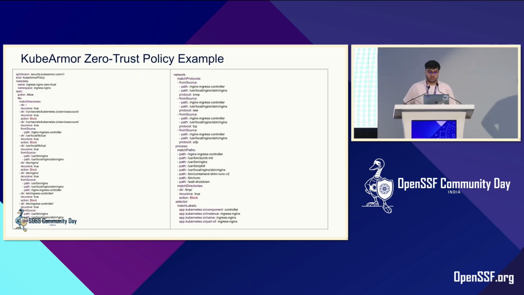So this is what a zero trust policy would look like with KubeArmor. We have a very comprehensive policy design. What that means is that for any of the use cases you're trying to fulfill using process, file, or network, you can have a very comprehensive policy which will secure your Podman deployments.